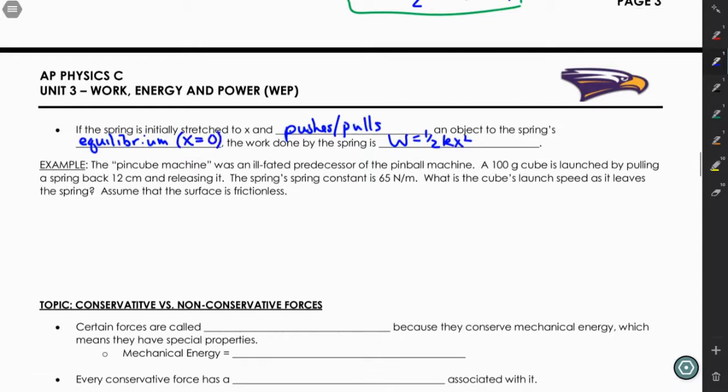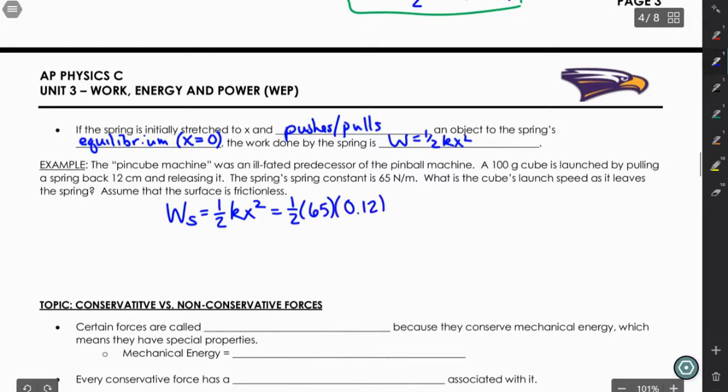All right, here's a quick example. The pin cube machine was an ill-fated predecessor of the pinball machine. A 100-gram cube is launched by pulling a spring back 12 centimeters and releasing it. The spring constant is 65 newtons per meter. What is the cube's launch speed as it leaves the spring, assuming the surface is frictionless? So we're going to do the work done by the spring in stretching it to that 12 centimeters, which is simply 1/2 kx squared. So it's going to be 1/2 times 65 times 0.12 squared. Make sure that you convert this to meters. And so that'll be 0.468 joules.